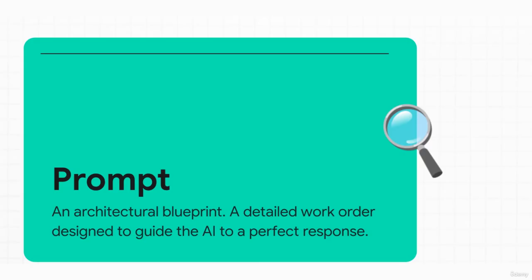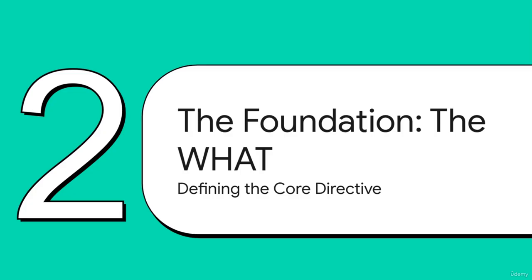Now to do that, it's going to require a major mental shift. We have to completely redefine the word prompt. From this moment on, a prompt is not a question you ask. I want you to think of it as an architectural blueprint. It is a detailed work order that you, the architect, designed to guide the AI in building the perfect response that you've already pictured in your head. I promise you this one shift in your thinking, from being an asker to being an architect, is going to fundamentally change your results. So let's start building this blueprint.